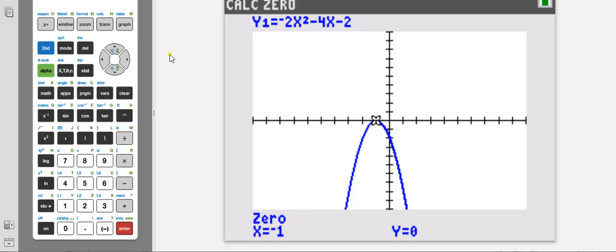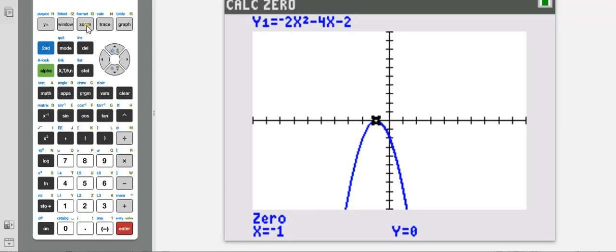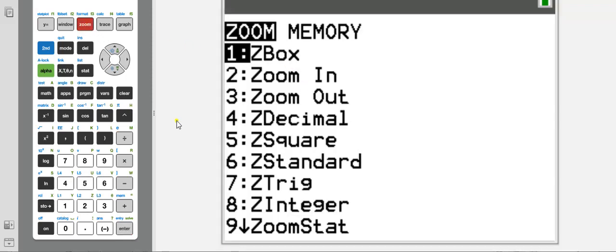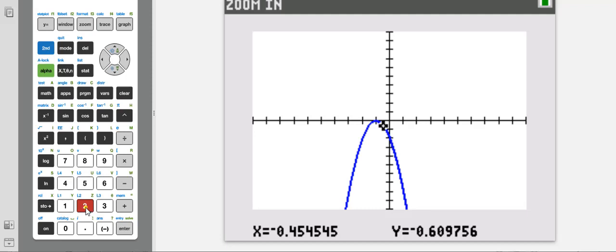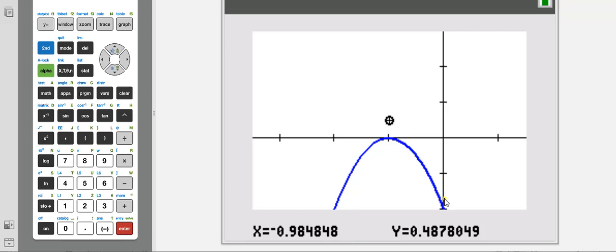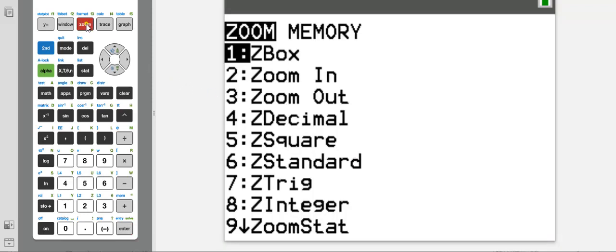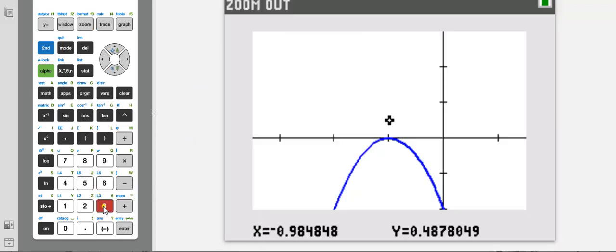Now, let me explain about the zoom feature. So let's say you want to get closer. What you want to do is go to zoom, and you want to zoom in. Press 2, and you can move the cursor where you want to zoom in, and press enter. See how you zoomed in? I mean, you could also zoom out as well. Go to zoom, and press the number 3 for zoom out.